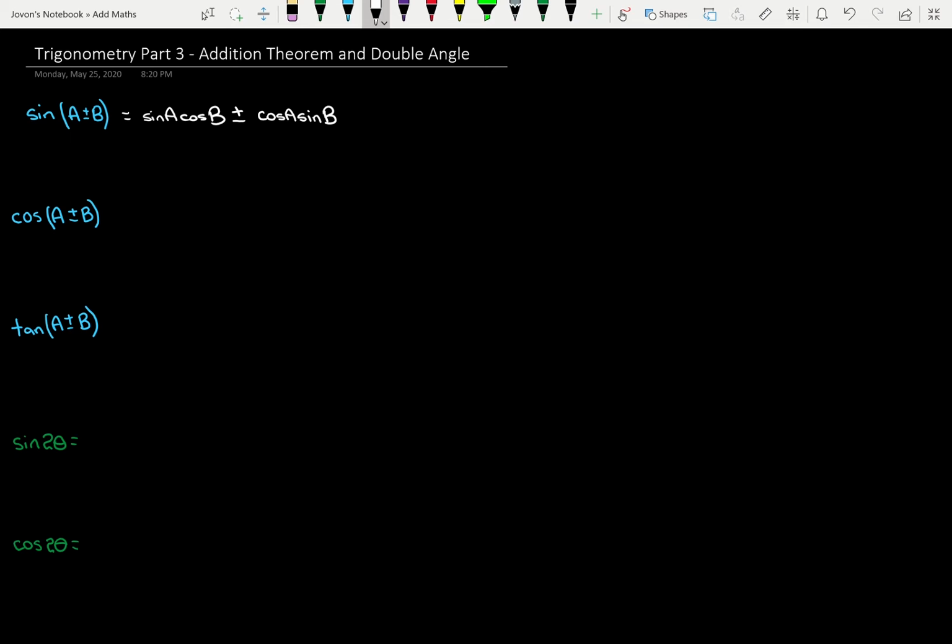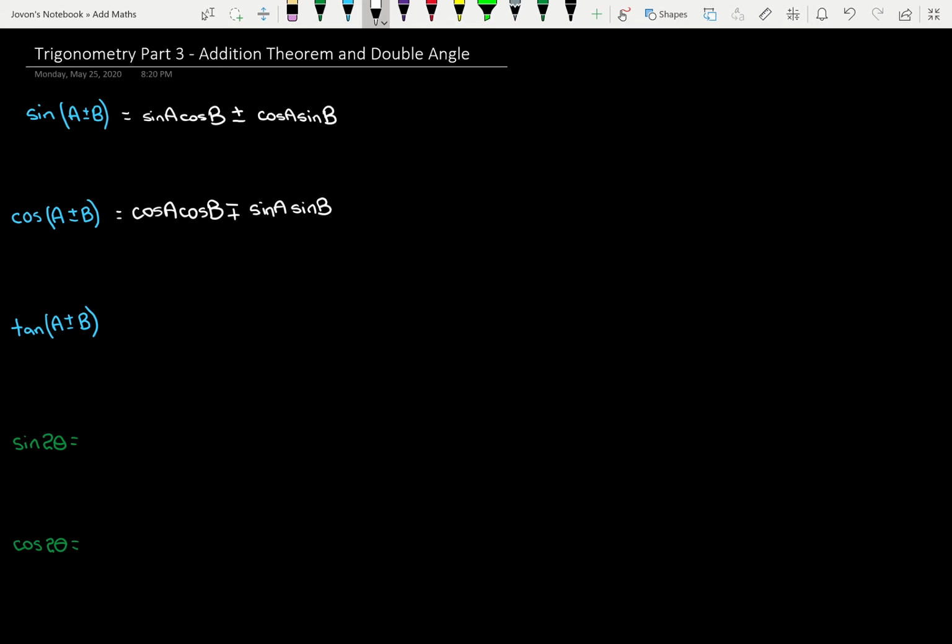Now we need to learn the expansion for cosine. The expansion for cosine (A plus or minus B) is cosine A cosine B minus plus sine A sine B. Notice that the plus here goes with the minus sign here. Okay, this is a common mistake people make. They forget about this part. So cosine (A plus B) is cosine A cosine B minus sine A sine B, while cosine (A minus B) is cosine A cosine B plus sine A sine B.